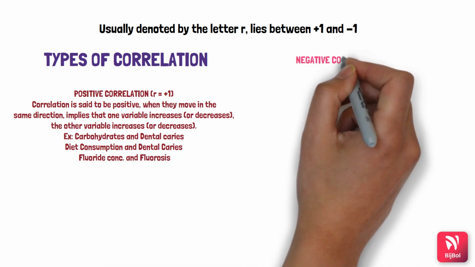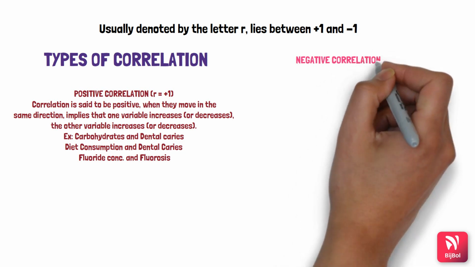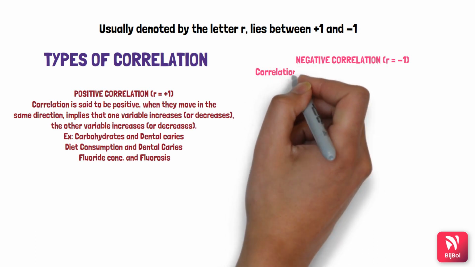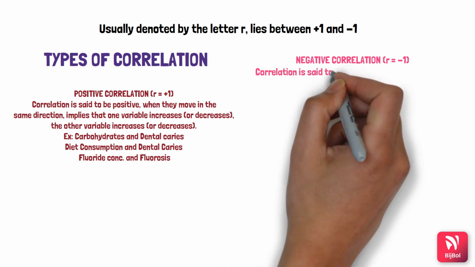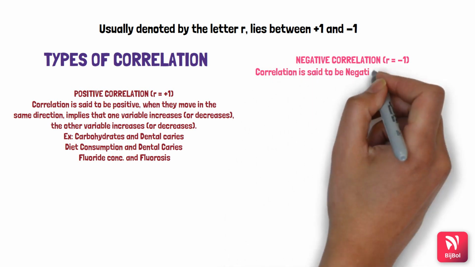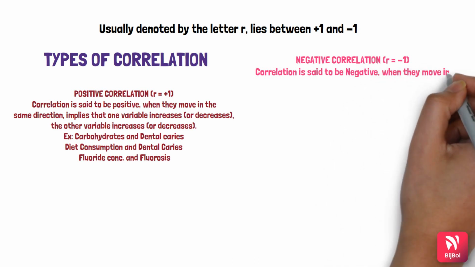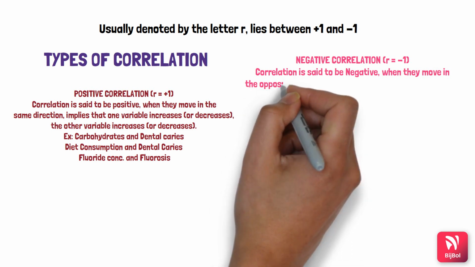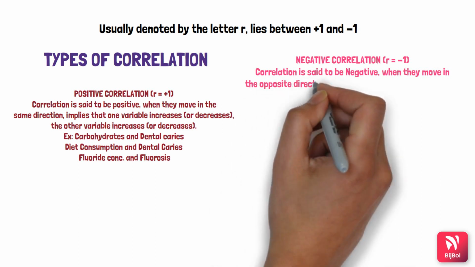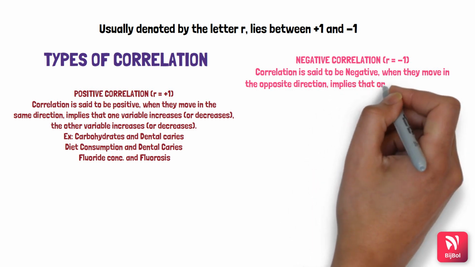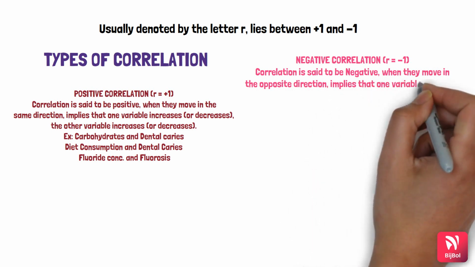Now the negative correlation, as said before, is denoted by R equal to -1. Correlation is said to be negative when the variables move in opposite directions. In positive correlation they were moving in the same direction, whereas in negative correlation they are moving in opposite directions. That means when one variable increases, the other variable decreases.